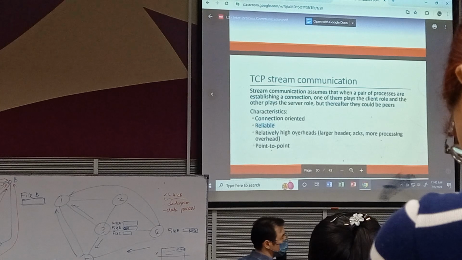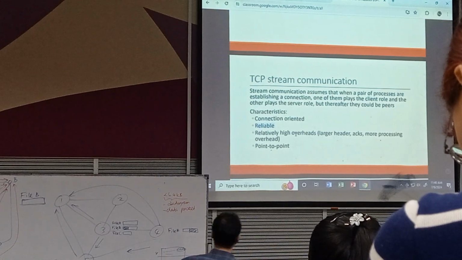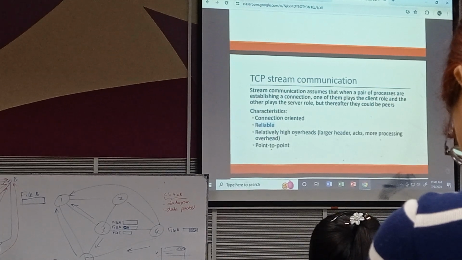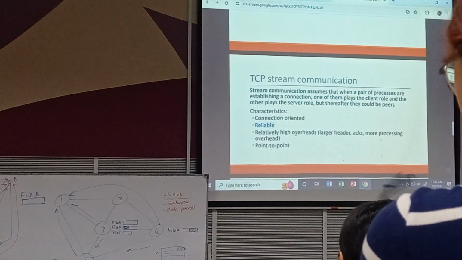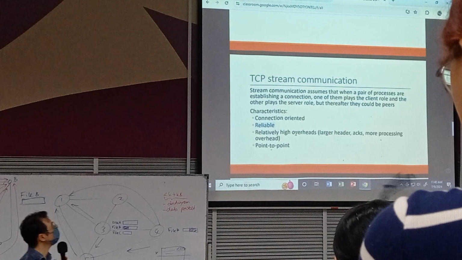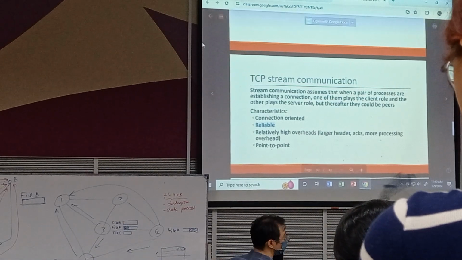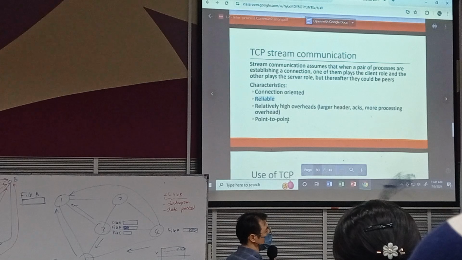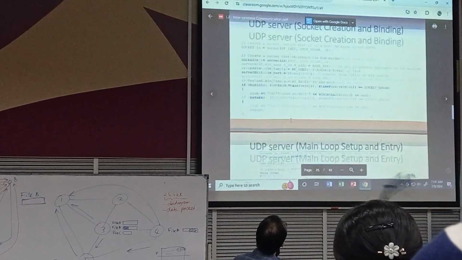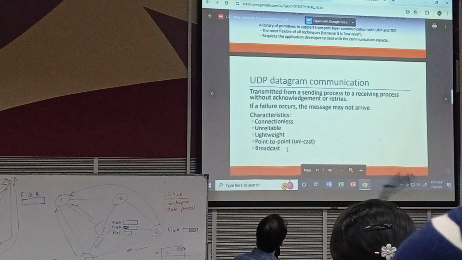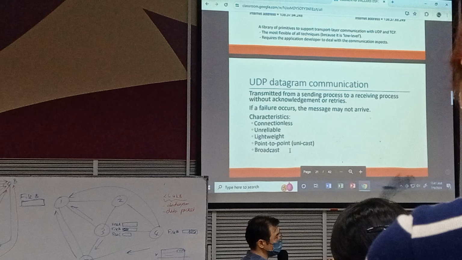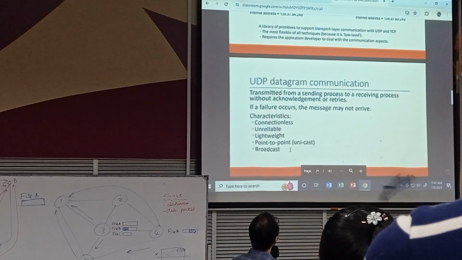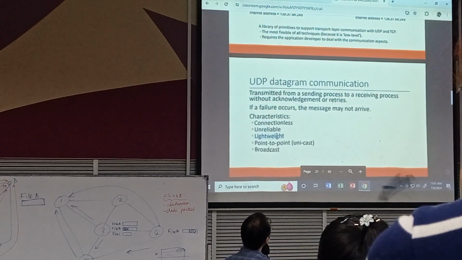Okay, TCP has relatively high overhead because you have to keep a lot of information. Because TCP is connection oriented, you have to remember who he is, how many, which data packets have been sent, which data packets have been acknowledged. So you have to remember all that. So it's relatively high in overhead, and it's only point to point. Whereas UDP, it can be point to point. It can be unicast, which is something similar to multicast, except that it is one to many. It can be broadcast. Okay, it is lightweight, it's unreliable.